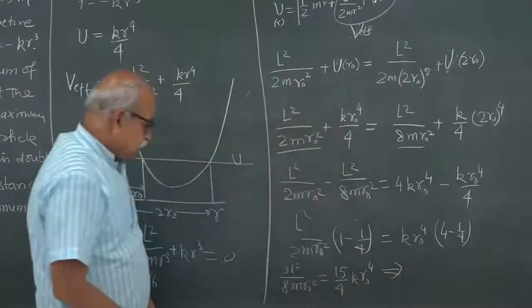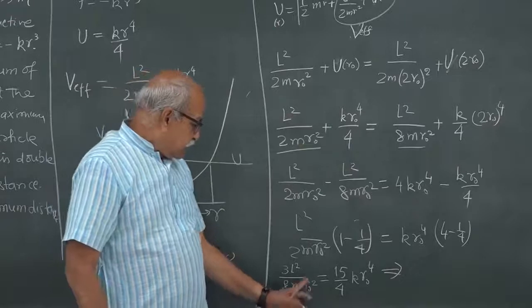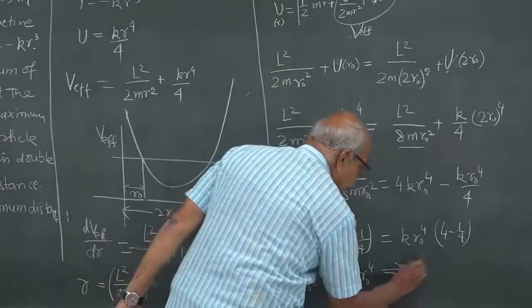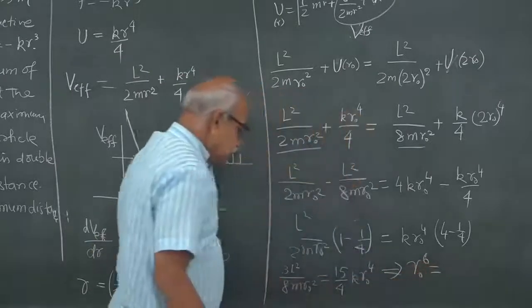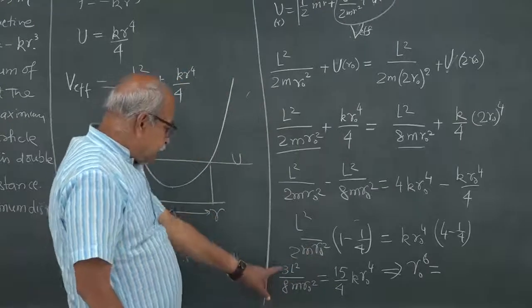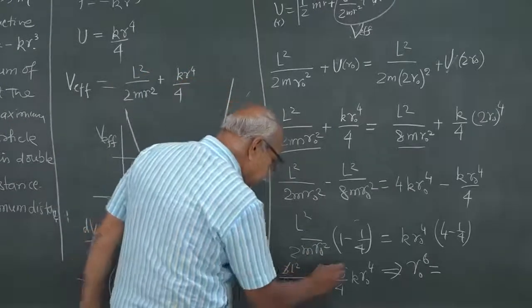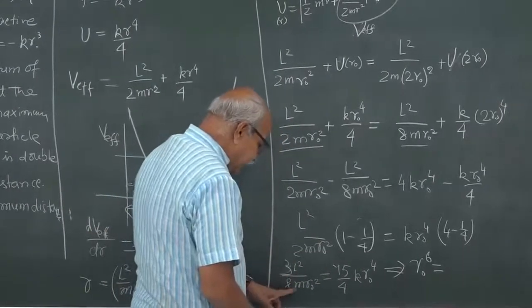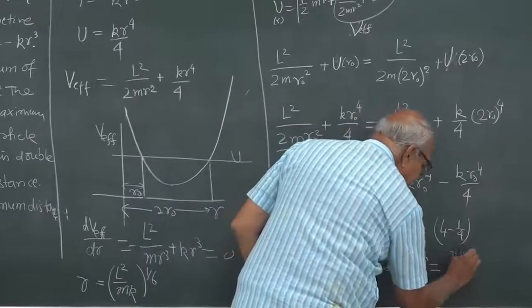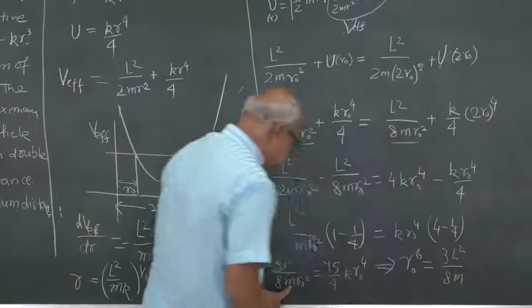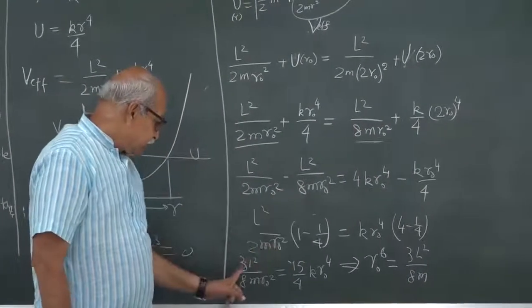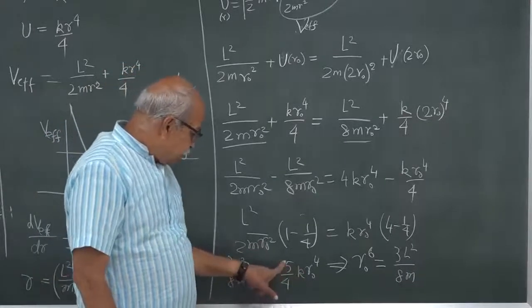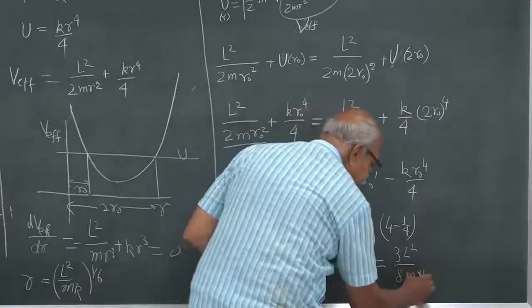That gives you, let us take this r naught square on this side. So, this will become r naught to the power 6 equal to, and everything else will be on the other side. So, let me write. So, 3 L square by 8 m, from this side I had taken this r naught square there. So, it is 3 L square by 8 m, and from that side I have to bring this thing. So, this 15 k will come in the denominator. So, 15 k here.